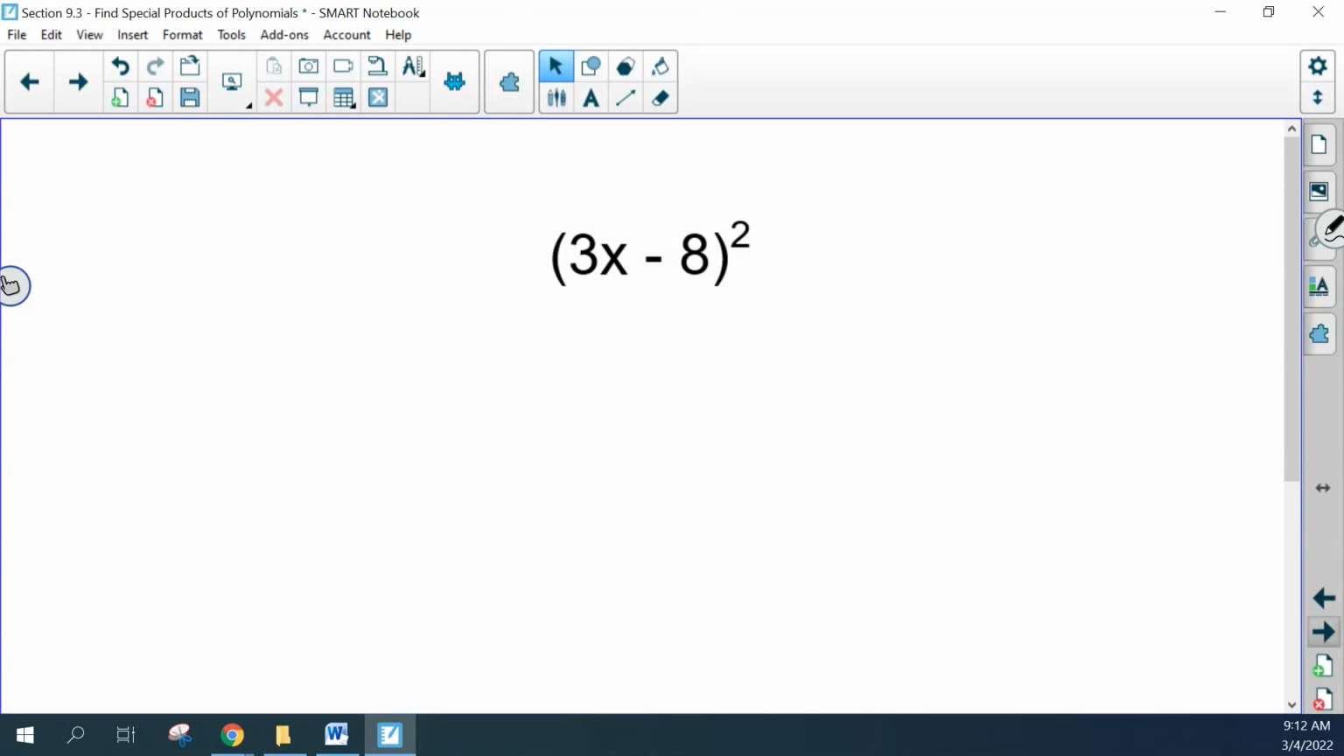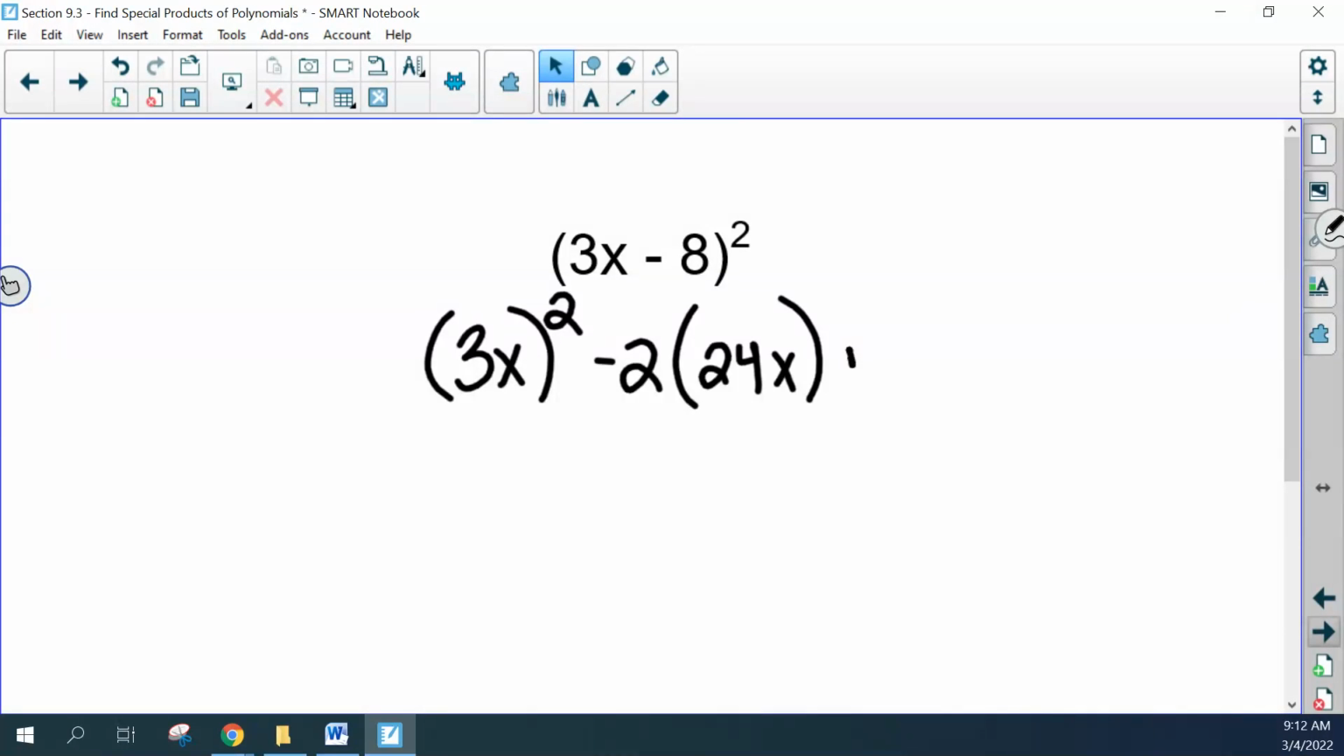Okay, so (3x − 8) squared. This time a has a coefficient, which is going to look a little different. So we still have to square a, so I'm going to put that in parentheses. I am going to show the steps on this one. So (3x) squared, I'm going to have a minus 2, and then what would 3x times 8 be? You would get 24x and then plus 8 squared.